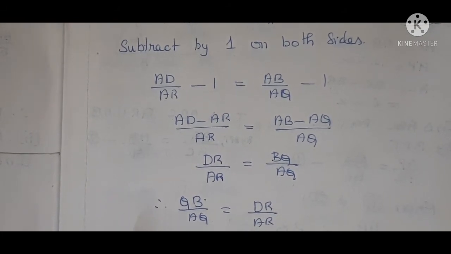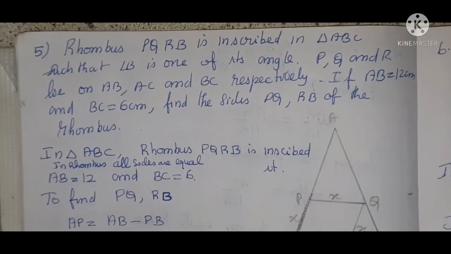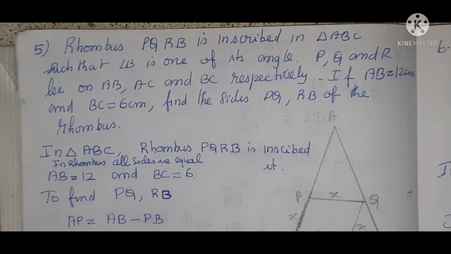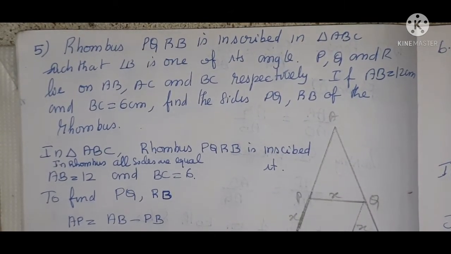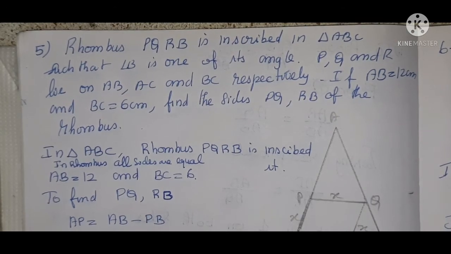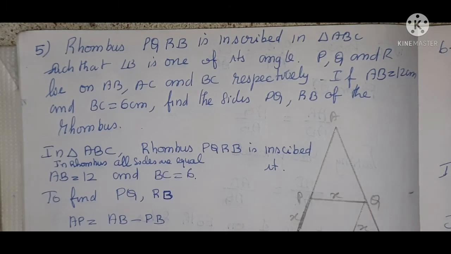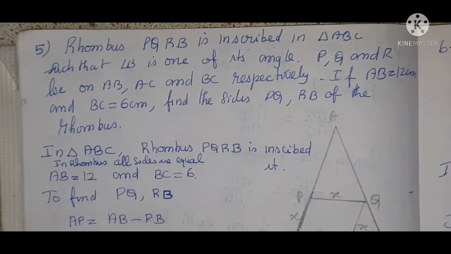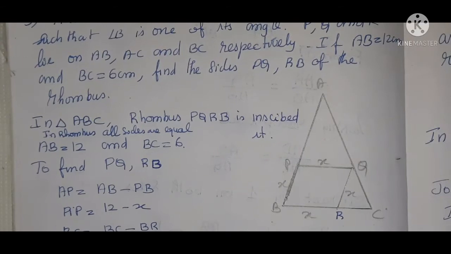Let's prove the second also. Fifth sum. Rhombus PQRS is inscribed in triangle ABC such that angle B is one of its angles, and P, Q and R lie on AB, AC and BC respectively. If AB is 12 cm and BC is 6 cm, find the side of the rhombus.